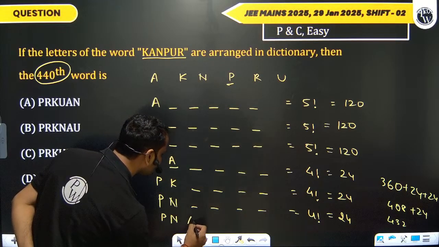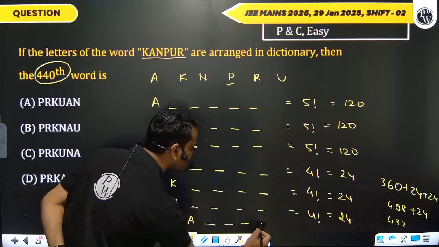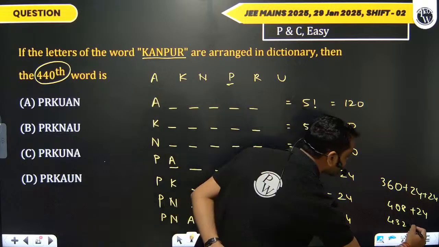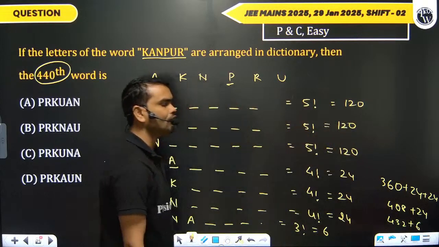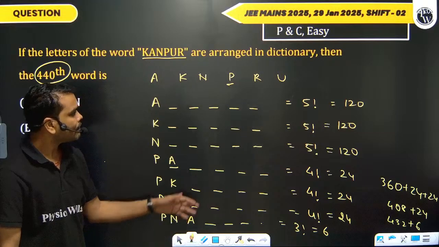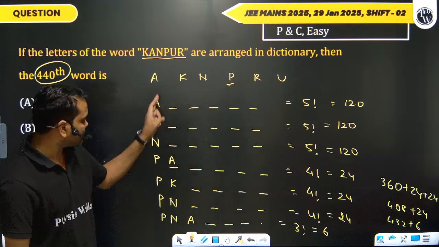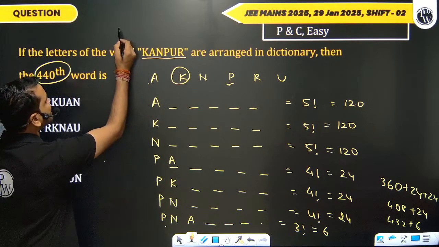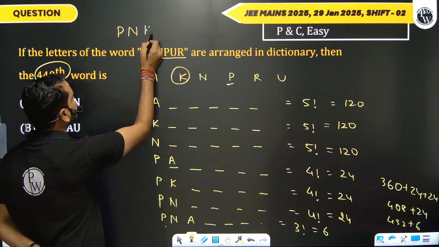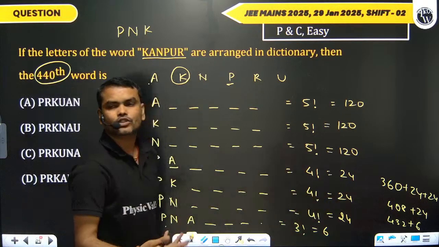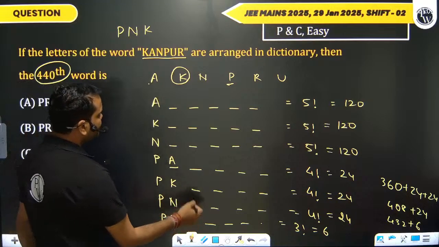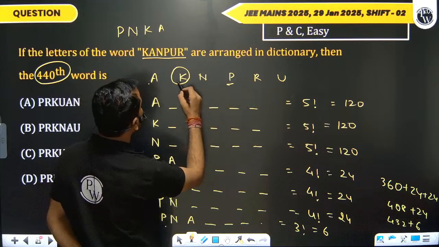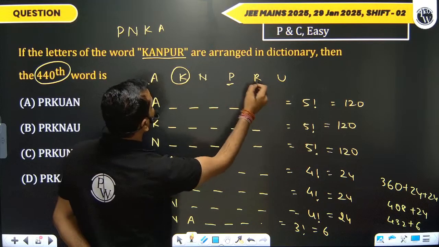So after N you will put A here, and 3 places you have to fill, that will be factorial 3, so means 6, okay? So plus 6, it will come 438, means after this A, the word will start with P, N, K. Whatever word is going to come, it should be P, N, K. And now after that, next two you have to get. So P, N, K, after that A will come. Then which one will come? N is gone, this is gone, R and U will come.